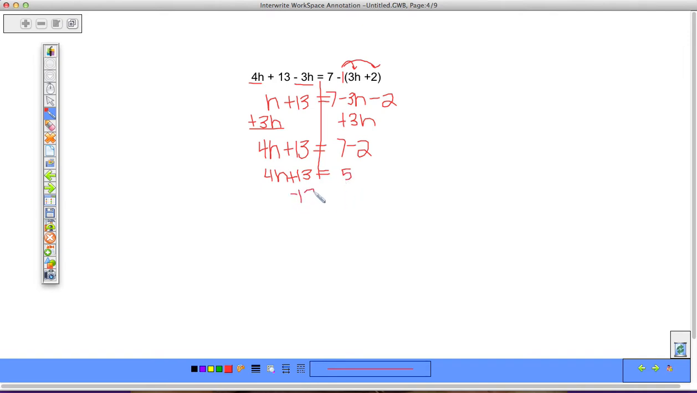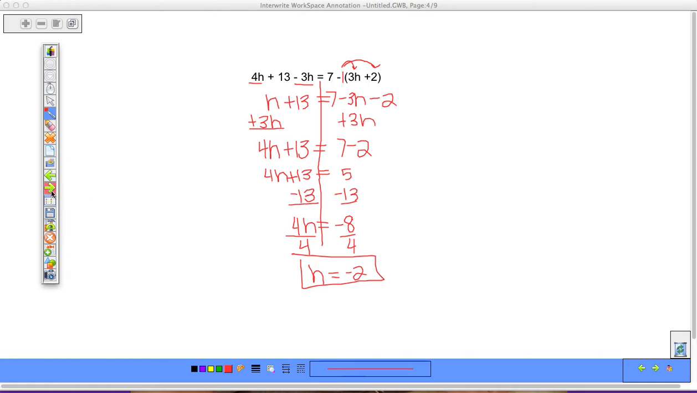Now I'm going to subtract 13 from both sides. I'm left with 4h on the left, and 5 minus 13 is negative 8 on the right. Divide both sides by 4, and we're left with h is negative 2. For the sake of time, I'm not going to check it, but make sure you check it on your test.